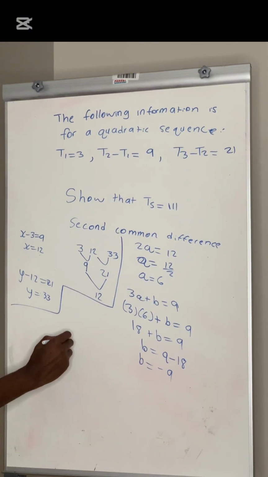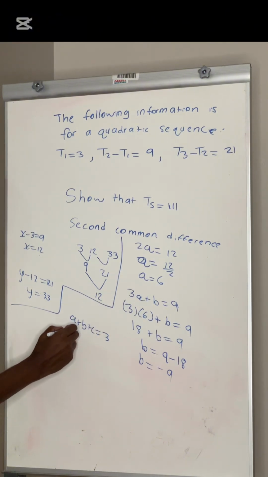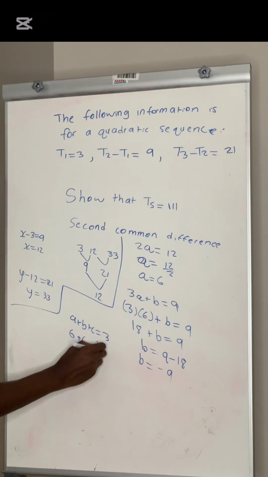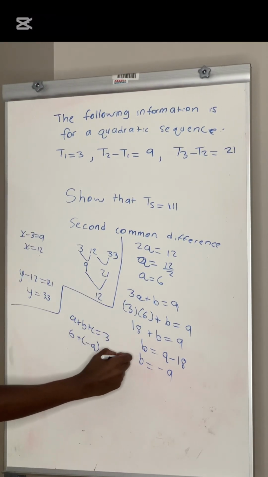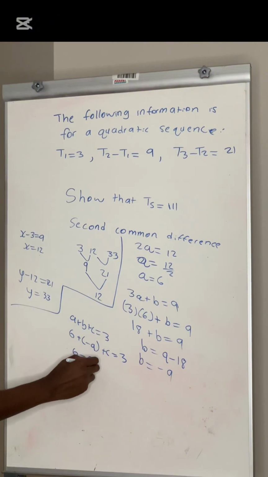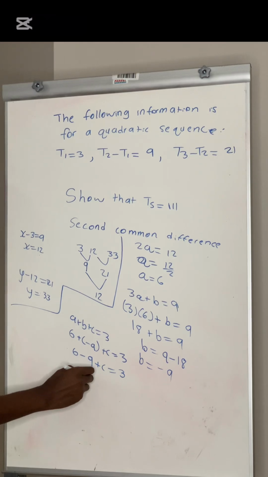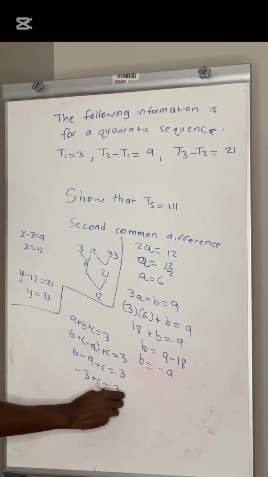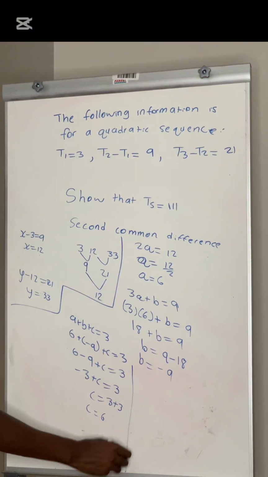And then finally, the final formula says a plus b plus c is equal to the first term, which is 3. Our a, remember, is positive 6, our b is negative 9, and our c is our unknown. We're solving for c. So it's 6 minus 9 plus c is equal to 3. 6 minus 9, that is negative 3, plus c is equal to 3. C is equal to 3 plus 3. C is equal to 6. Okay?